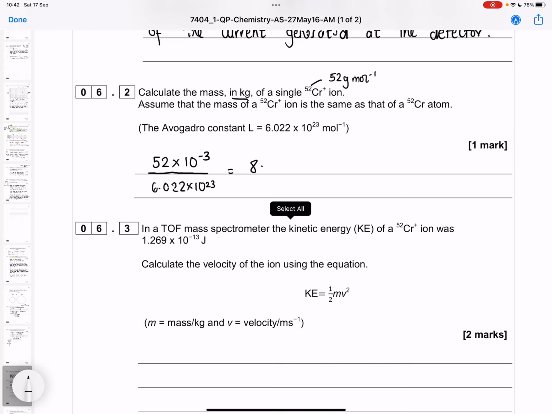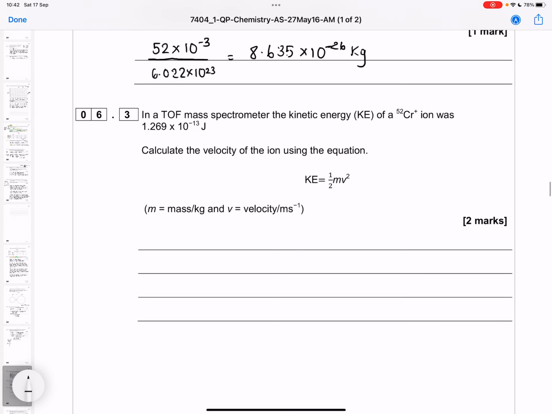So 8.64, or if we give it to 4 significant figures, 8.635 times 10 to the minus 26 kilograms. So there's a minus in there. 8.635 or 8.64 times 10 to the minus 26 kilograms.